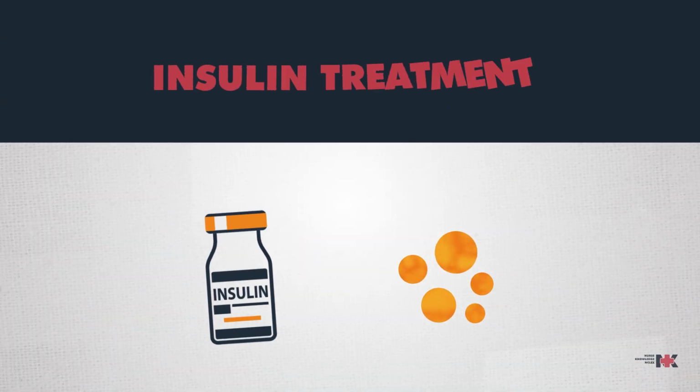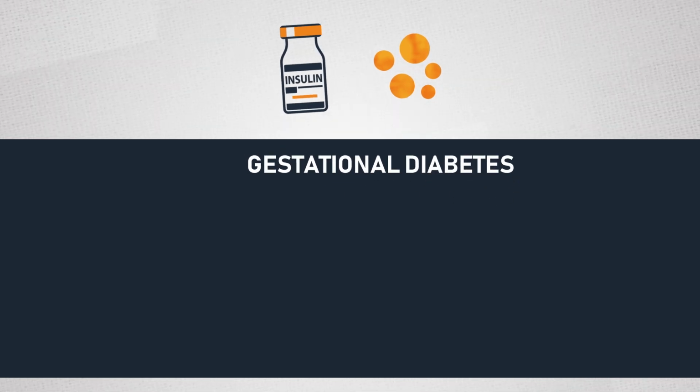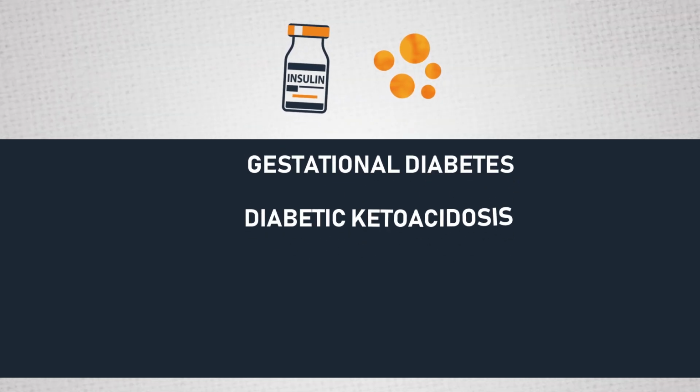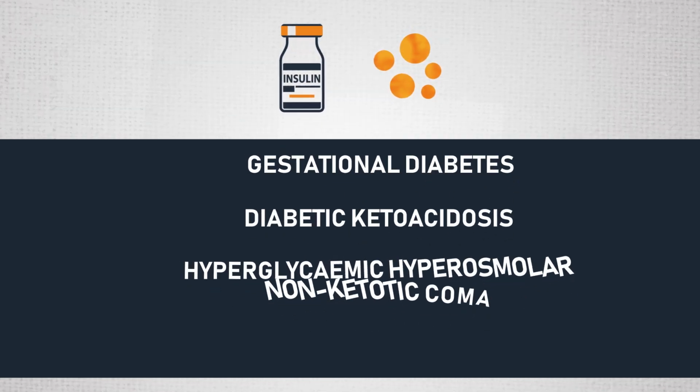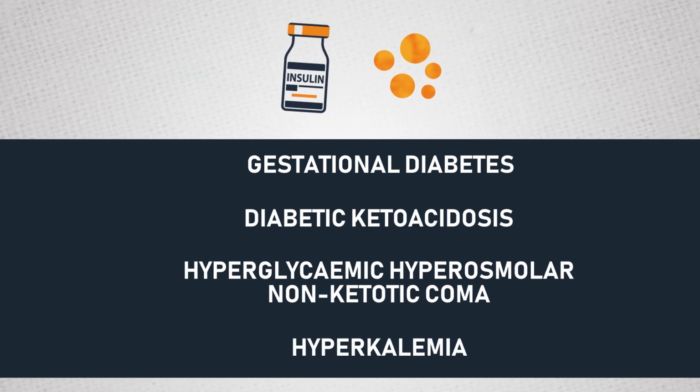While the main use of insulin is the treatment of diabetes mellitus, insulin is also used in the management of gestational diabetes, diabetic complications like diabetic ketoacidosis, hyperglycemic hyperosmolar non-ketotic coma, and hyperkalemia, or high potassium.